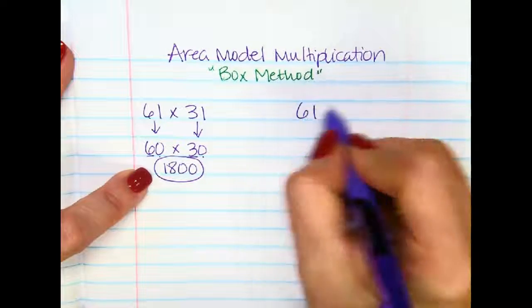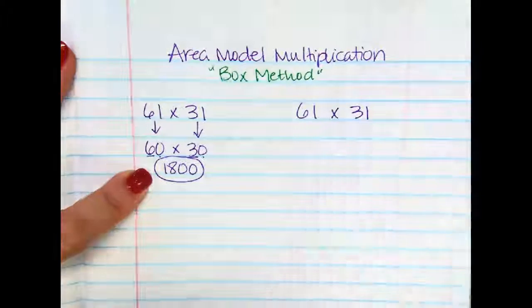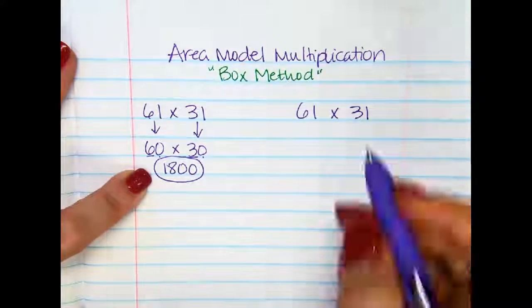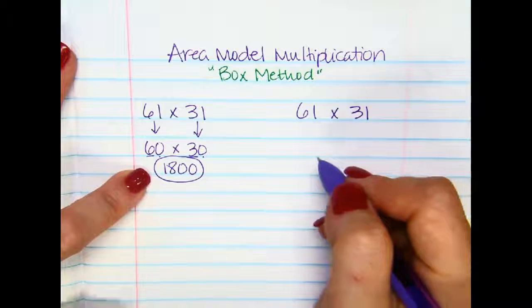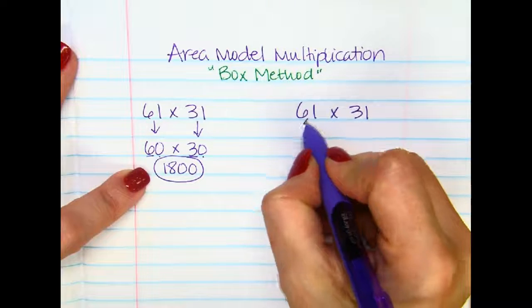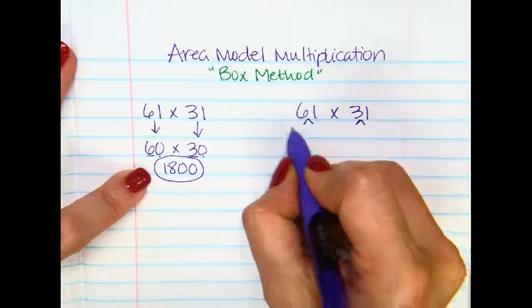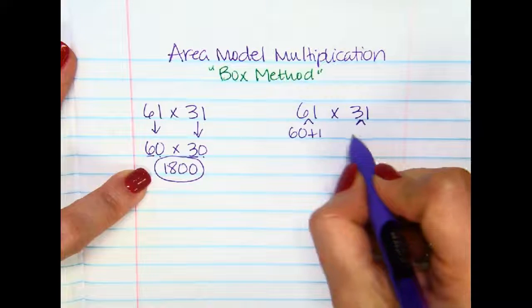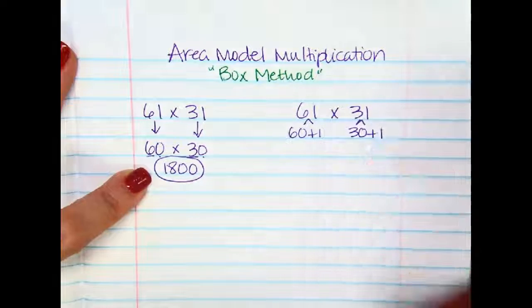I'll rewrite the problem, and we will use expanded form like we have in our previous unit. But we're going to expand both factors. This will be 60 plus 1, and this is 30 plus 1.